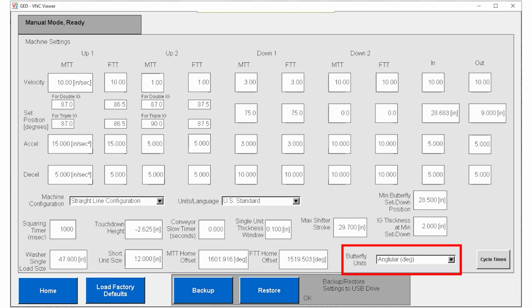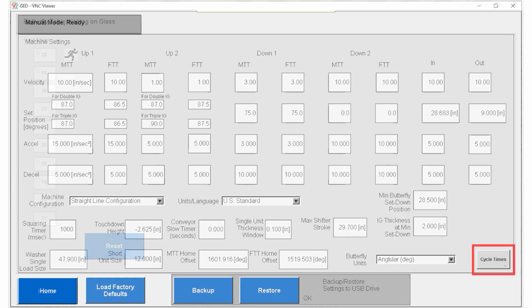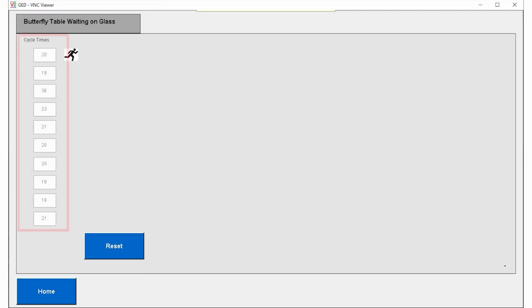The butterfly pull-down menu allows you to choose the units that the maintenance position and actual position fields will be displayed in. The choices are either angular degrees or linear inches for positioning the fixed tilt table and moving tilt table. The Cycle Times button displays the assembly time for the last 10 units produced.